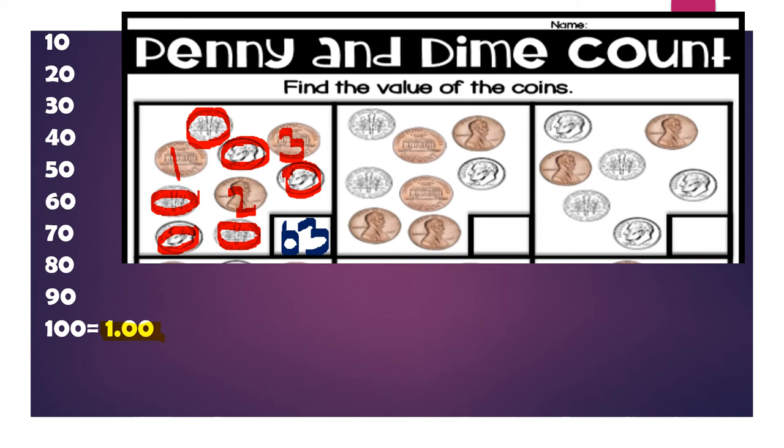So the second one, let me erase this, okay? So let's take a look how many dimes we have. 1, 2, 3 dimes. So it's 10, 20, 30 because we have 3 dimes. Let's count how many pennies.